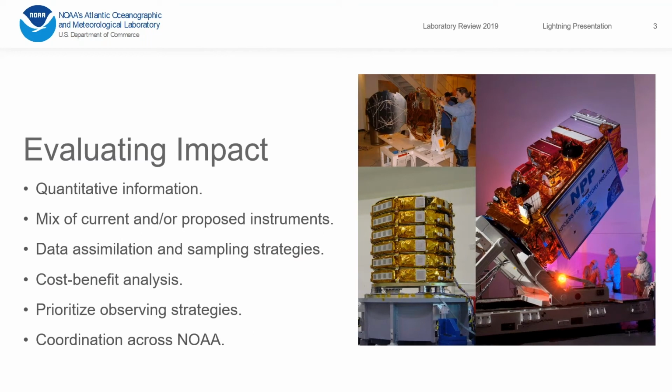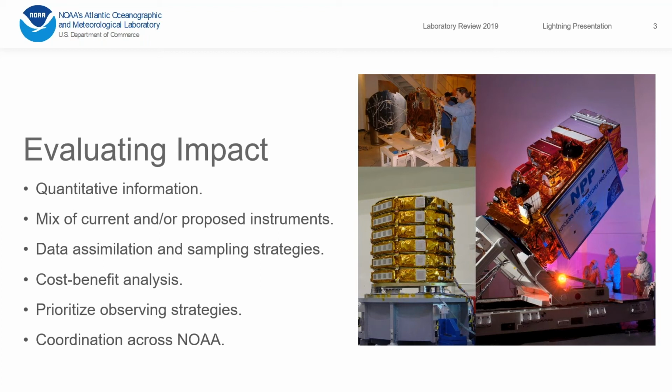We want quantitative information. We want to evaluate a mix of current and proposed instruments. We also want to optimize data assimilation strategies and sampling strategies. We want to do a cost-benefit analysis to improve performance so we can make smart decisions on what satellites or other infrastructures we want to fund next. And we also want to prioritize observing system strategies. We do that in combination and coordination with all the different line offices at NOAA. For example, one of the things that we look at is trade-offs between small satellites like COSMIC-1 or big satellites like NPP.